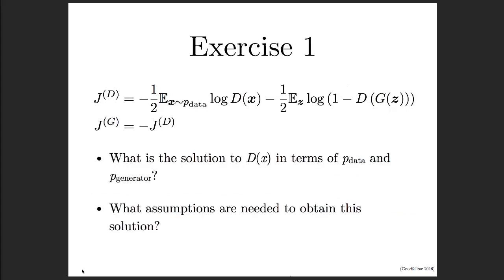So as our first exercise, which will be accompanied by a little 5-minute break, we're going to study what the discriminator does when the discriminator plays this game. At the top of the slide, I've shown the cost function that the discriminator is going to minimize. And the exercise is to determine what the solution to D(x) is, written in terms of the data distribution and the generator distribution.